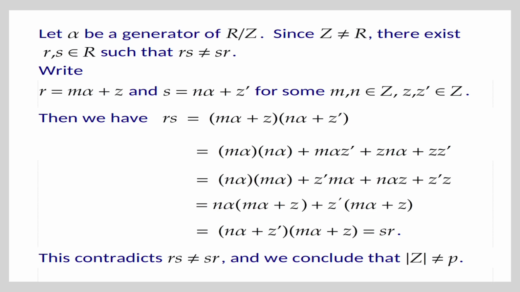By taking nα common from the first and third terms and z' from the second and fourth terms, we get nα(mα + z) + z'(mα + z), that is equal to (nα + z')(mα + z), that is equal to sr. This contradicts rs not equal to sr, and we conclude that the order of Z is not equal to p.